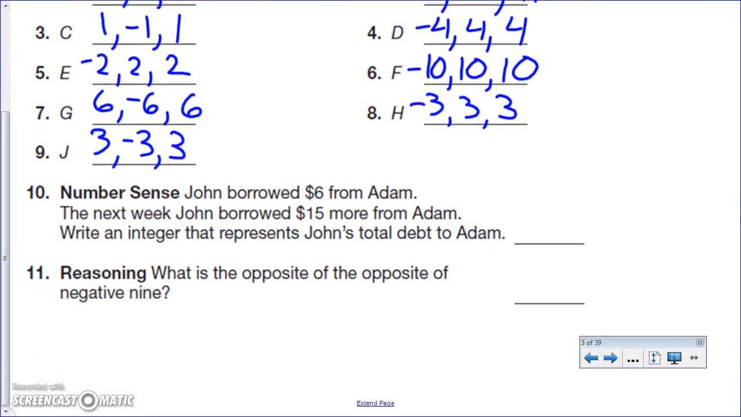Number sense. John borrowed $6 from Adam. The next week, John borrowed $15 more from Adam. Write an integer that represents John's total debt to Adam. So we know 6 plus 15 is 21. So we know John borrowed a total of $21. Since he owes it to Adam and it's a debt, it's going to be represented by -$21.